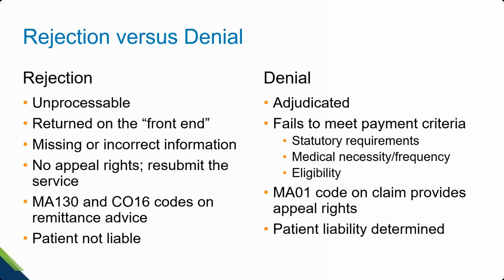If you look on the left side of this particular slide, you will see a list of items for rejected claims. We describe these as unprocessable, and these are actually claims that are returned on the front end. They are never adjudicated, so they're never really processed. The reason for that rejection is because something's invalid or a bit off, something's missing, something's incorrect. It just doesn't make sense. So the claim is invalid and it's kind of kicked out of the system on the front end.